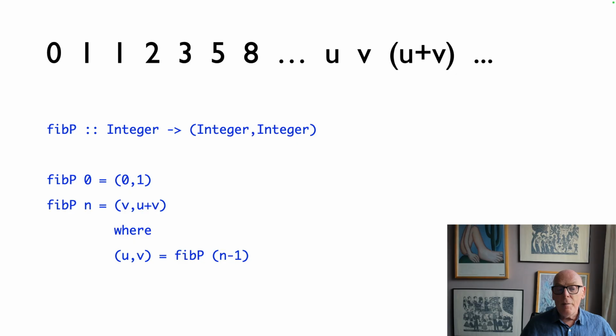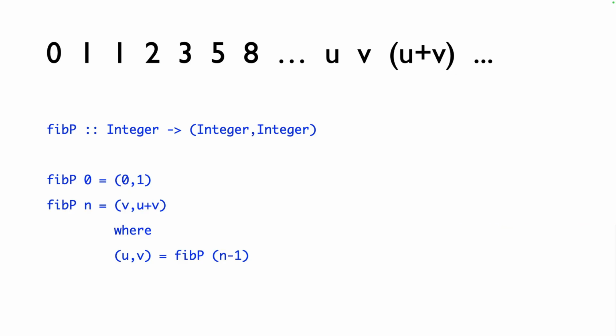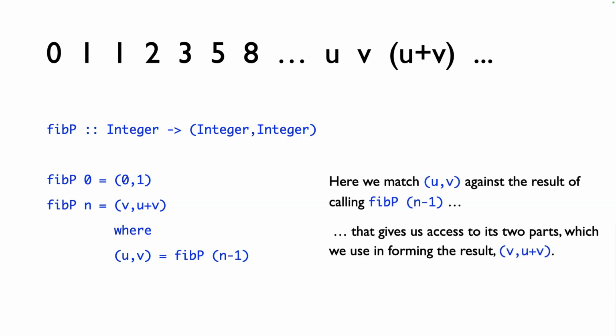And then when we apply fib p to n, we have the previous pair. Now, if the previous pair are the numbers u and v, the answer for n will be v and u plus v. So we directly have the two numbers we need in order to calculate the next Fibonacci value. And what I've done here is I've written that definition in Haskell. You can see I've said precisely that.